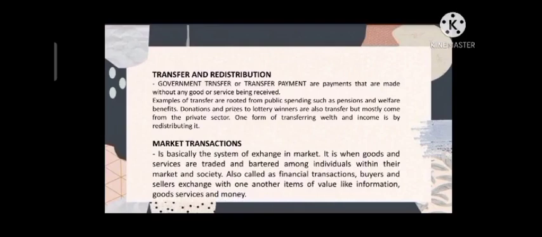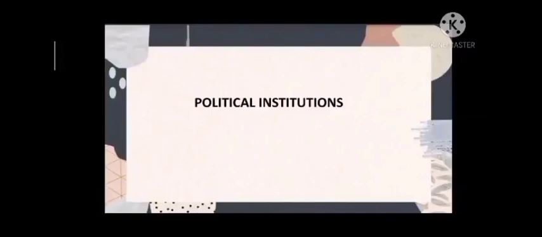Market transactions is basically the system of exchange in the market. It is when goods and services are traded and bartered among individuals within their market and society. Also called financial transactions, buyers and sellers exchange with one another items of value like information, goods, and services. It leads to economic production. Markets are represented by physical locations where transactions are made. The last basic social institution is the political institution.